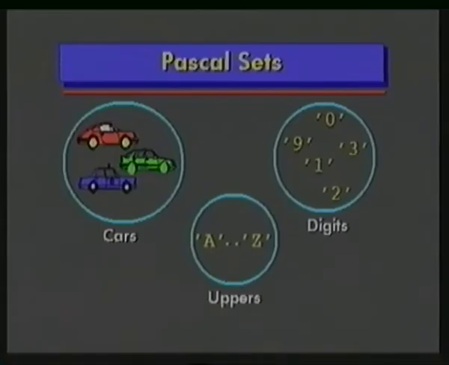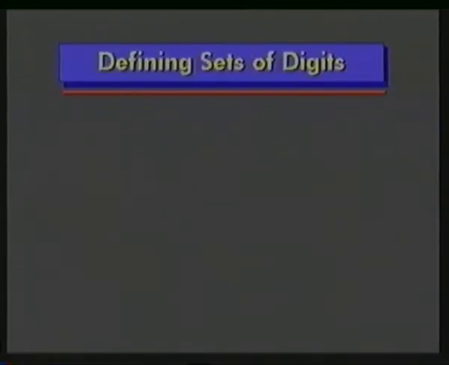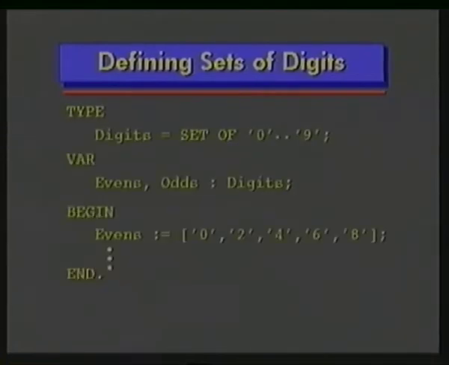The data types we can use to make sets are Boolean, char, and byte. Here's some code for defining, declaring, and initializing two Pascal sets. One set is called evens, the other odds. Though these sets contain different elements, they're both of the same data type. In this case, the programmer-defined type digits.